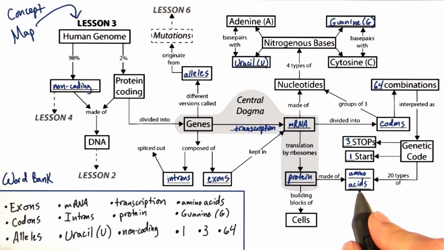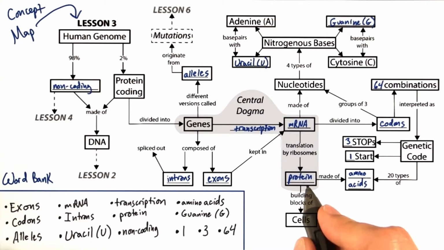These amino acids make up proteins, and these proteins are the building blocks of your cells that make up who you are. I hope this helps clear up some of the major concepts you learned about here in lesson 3.